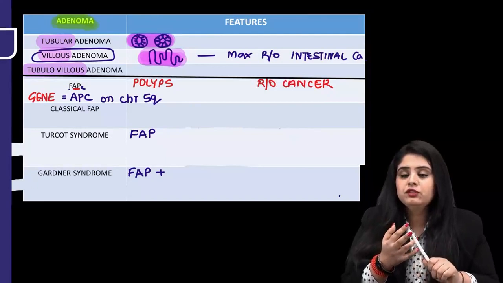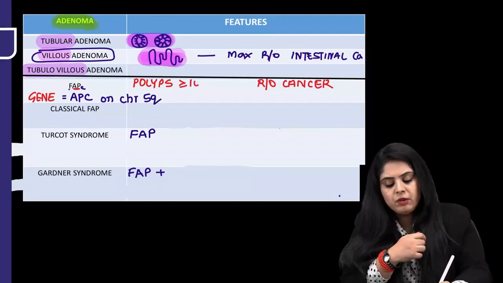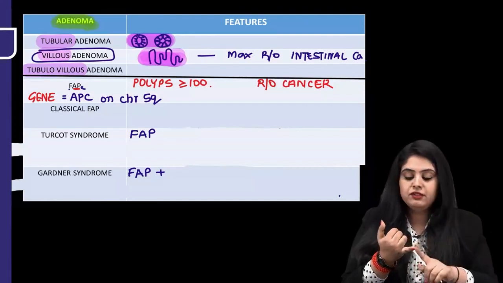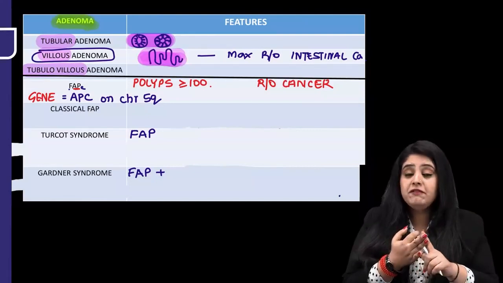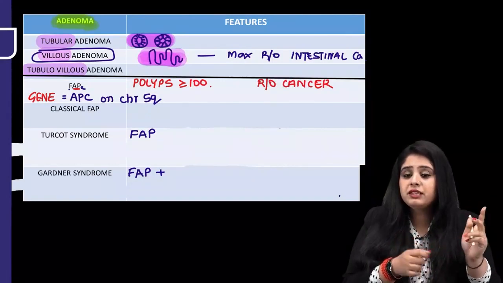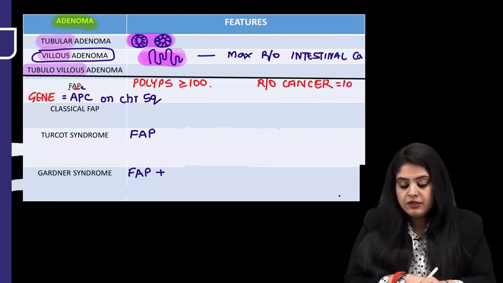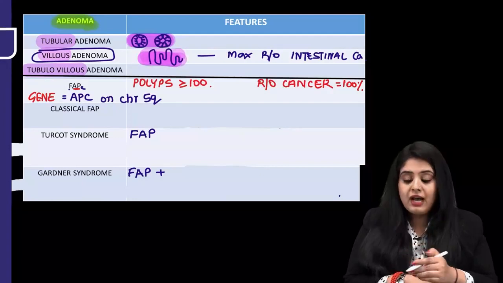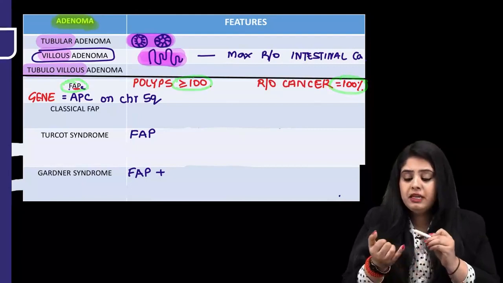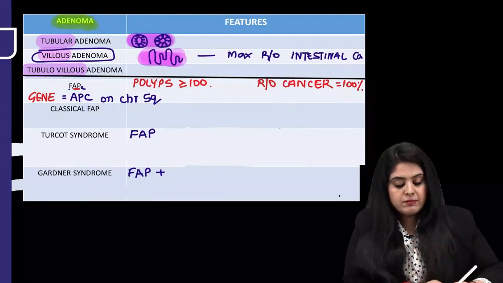Adenomatous, polyposis. So polyposis matlab kitna polyps? Minimum how many polyps? Minimum 100 polyps. So you'll say, okay ma'am, F for familial, I've understood. P for polyposis, I have understood. A for adenomatous. Adenomatous, did I say? Alarm bell ring karo. Adenomatous matlab risk of cancer. So they will ask you how much risk of cancer. Remember, 100% risk of cancer. So I have learned that familial adenomatous polyposis is everything 100. Minimum polyps are also 100. The risk of cancer is also 100.